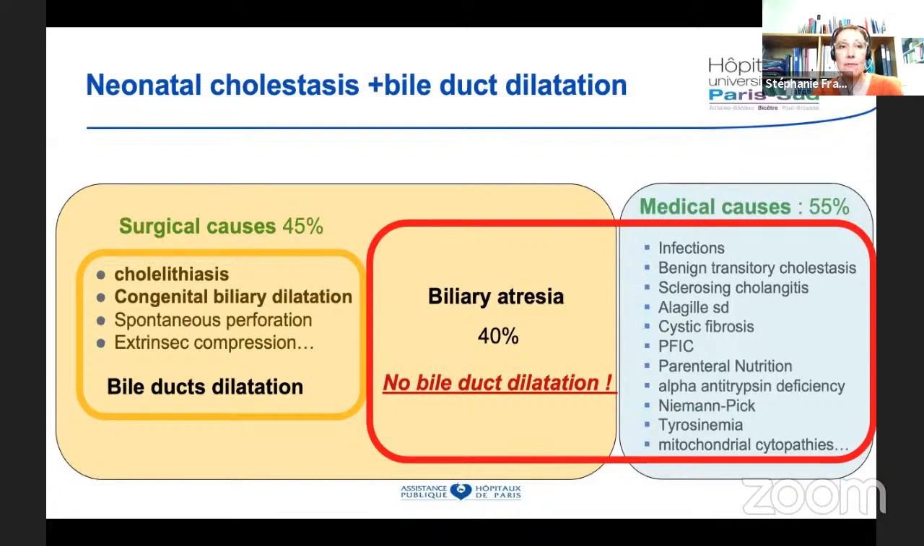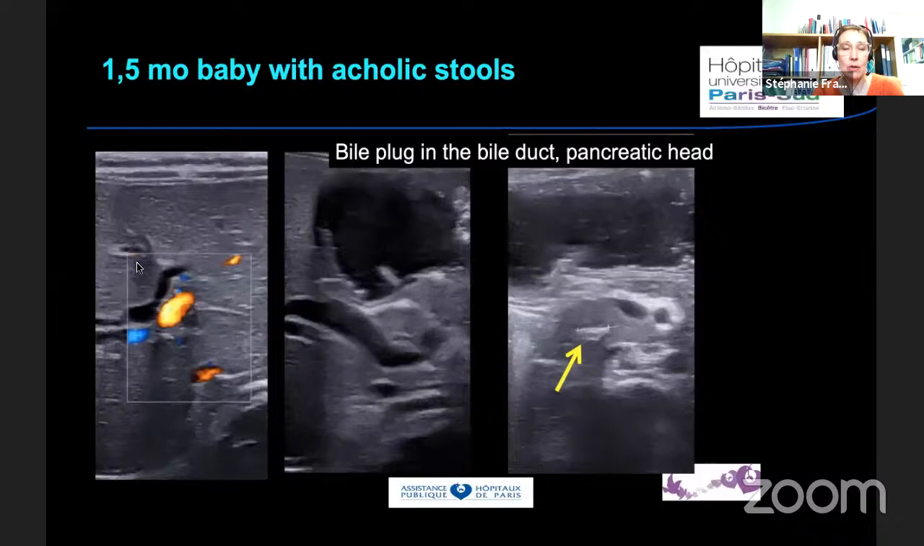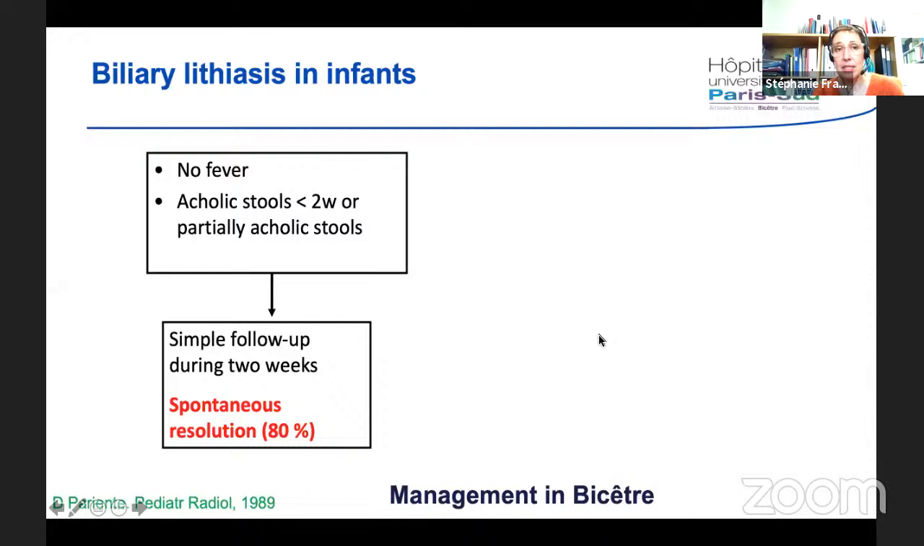So let's see first the neonatal cholestasis with bile duct dilatation. So this is easy. It's obstruction with bile duct dilatation. You may have, like in this case, a 1-month-old baby with acholic stools, dilated intrahepatic and extrahepatic bile ducts with a lithiasis in the pancreatic head. So this is very easy, biliary lithiasis in infants. However, the treatment is different from older children and adults.